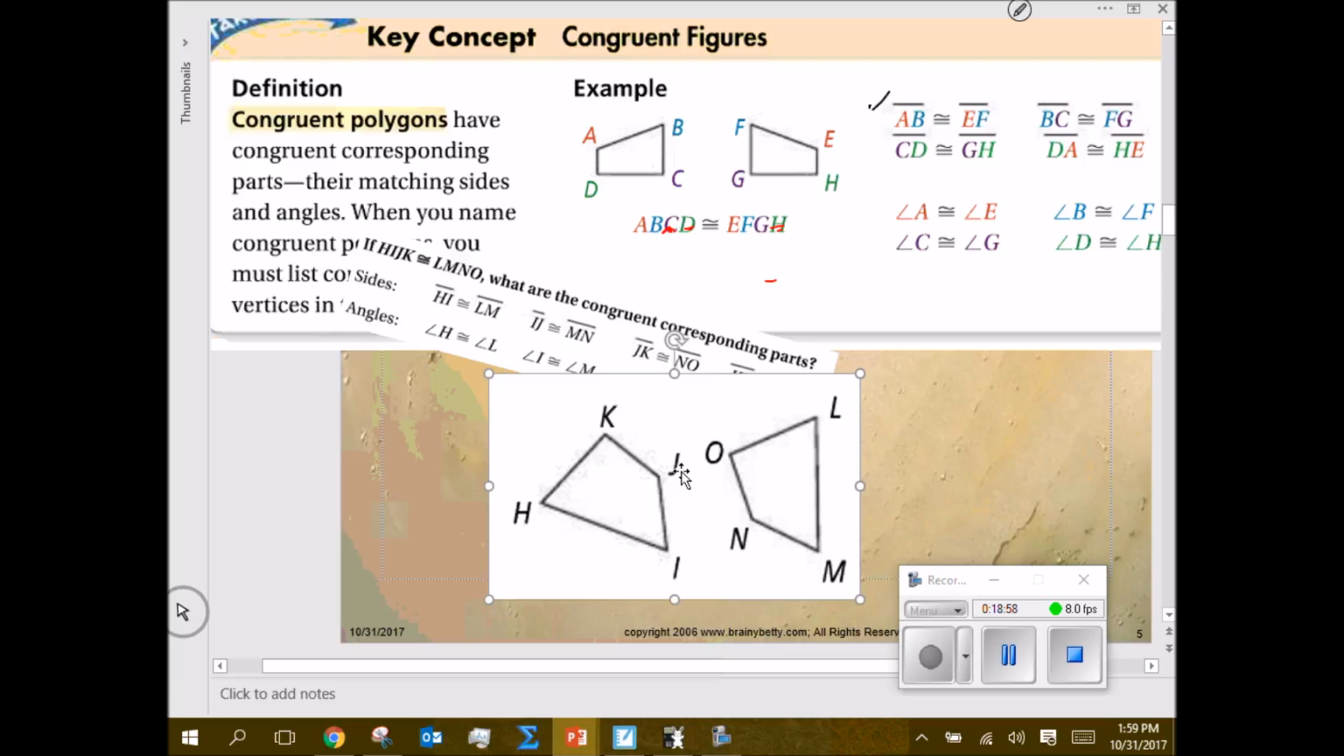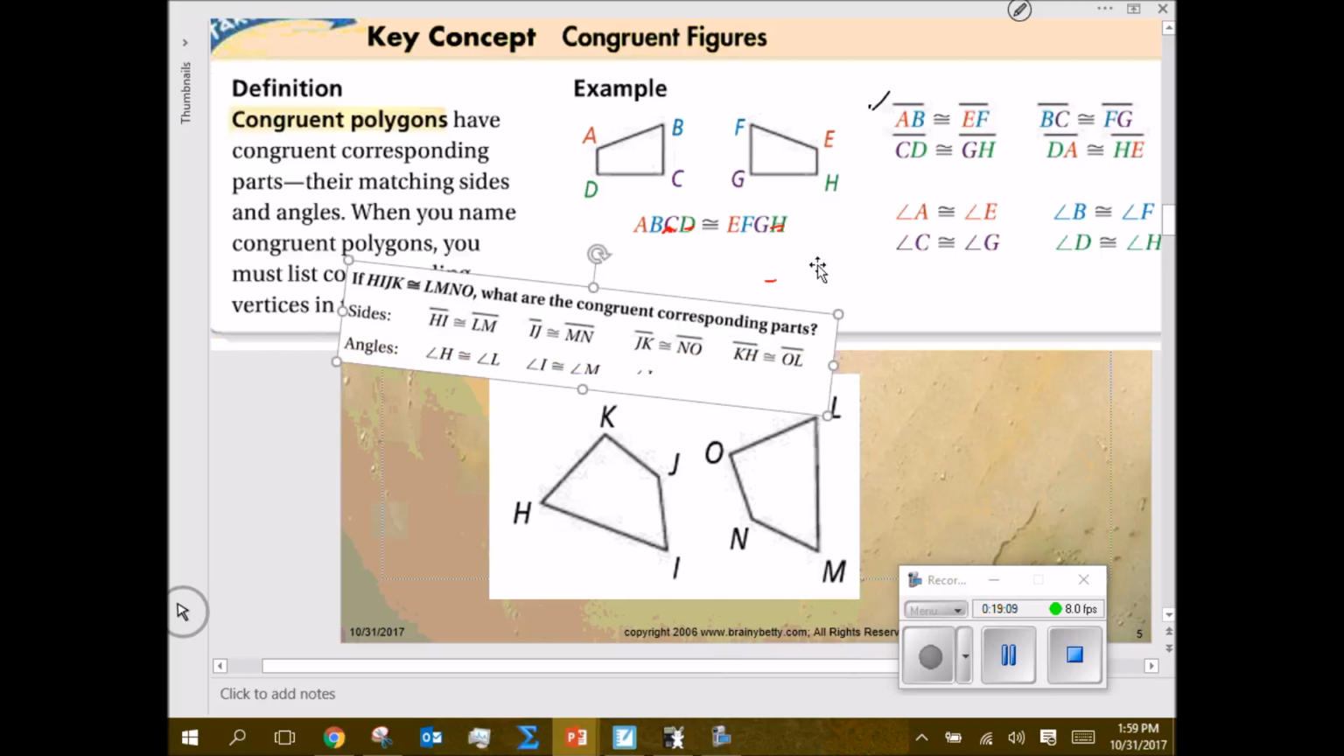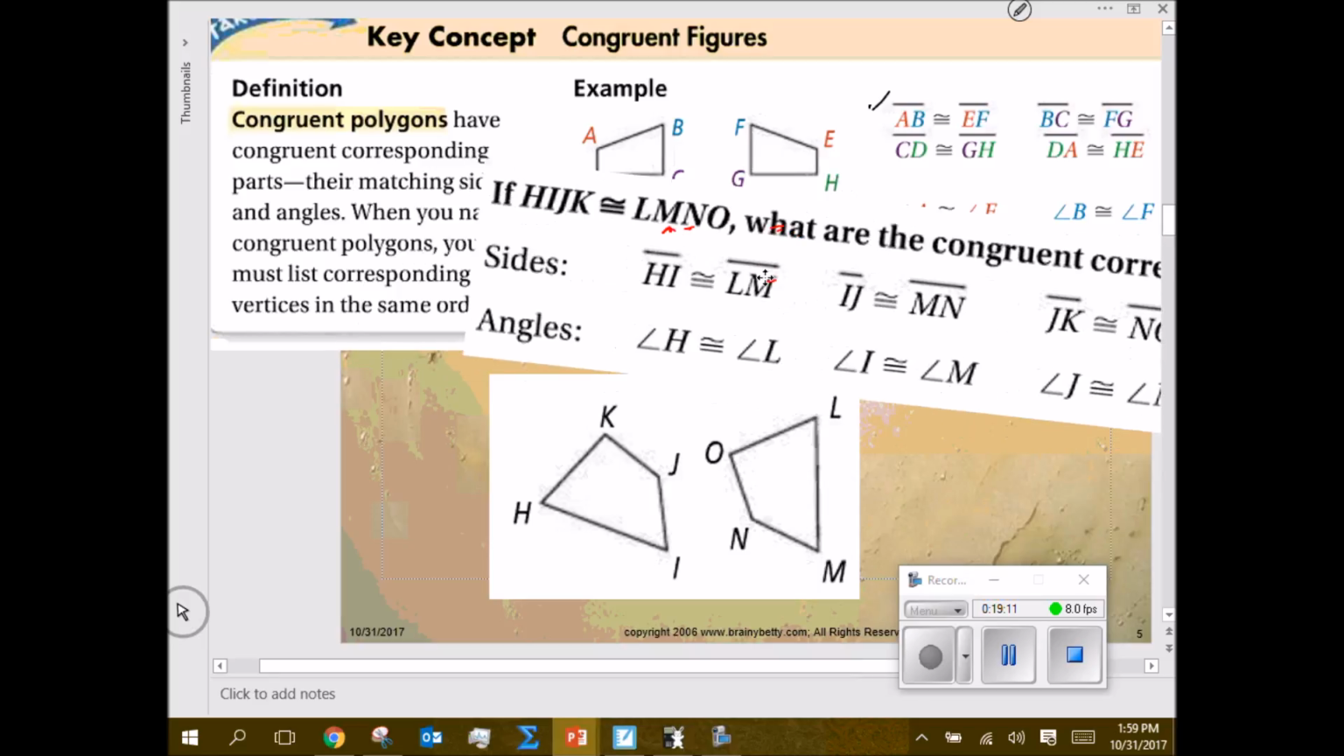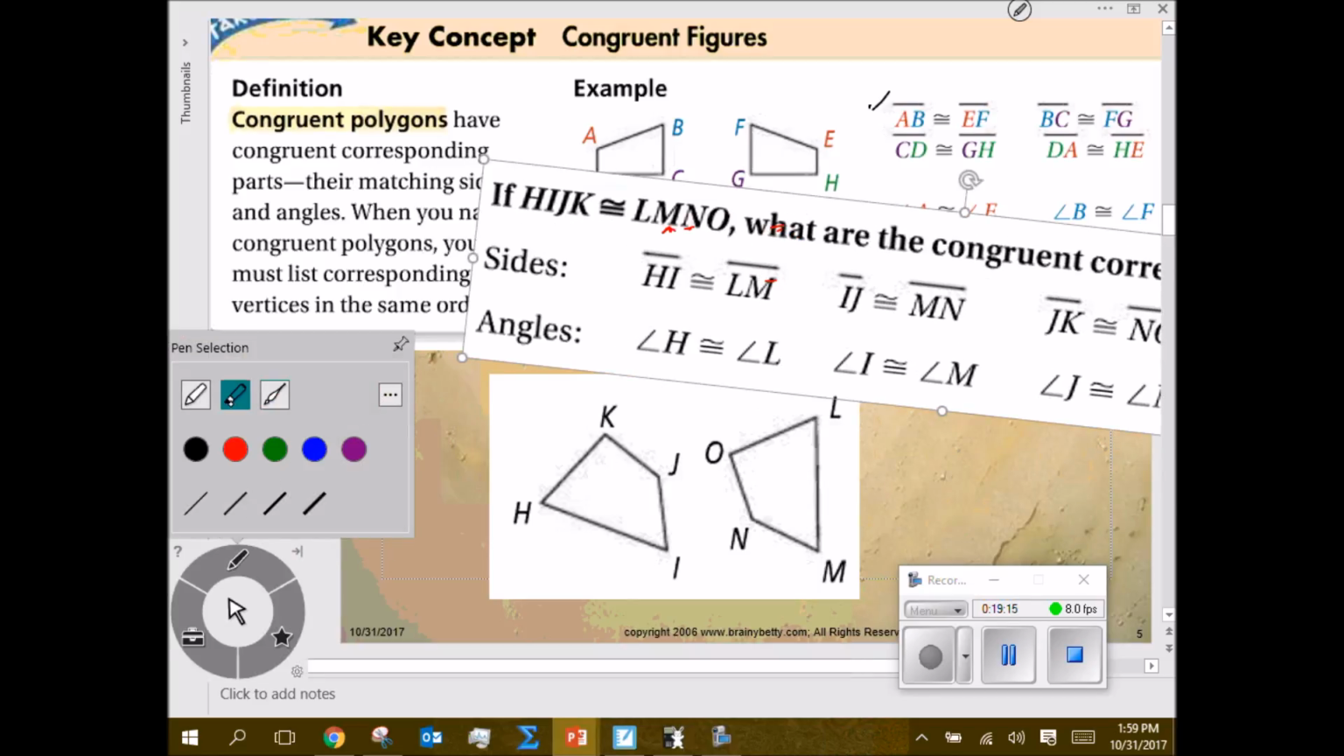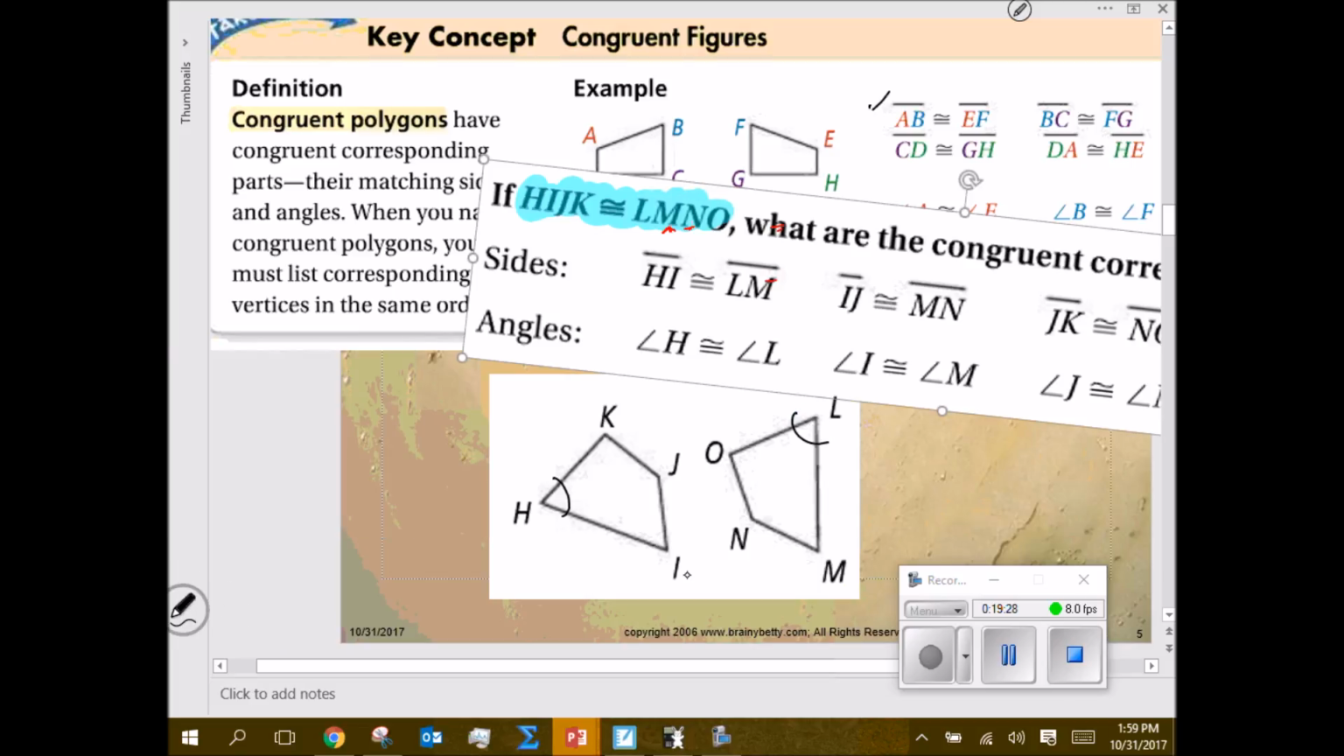But if I look at H, there's two possibilities. It could be L, it could be M. All right? And then I'm on a 50-50 guess and probably guess wrong maybe. But if I look at the congruency statement that they provide me with, right here it says, that congruency statement right there tells me H should match up to what angle? L. So H and L are congruent.